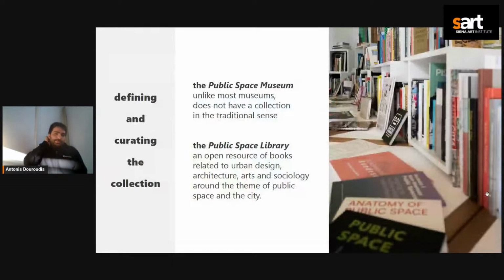But what is the project? This is the library that is now on one of the side walls of the museum. As I said, the museum doesn't have a collection, but may host various workshops, talks or exhibitions of public art to approach public space from different points of view. And there is also the public space library, an open resource of books related to urban design and architecture, but also art and sociology around the theme of public space and the city. So during my internship, as I said, I was cataloging the library.